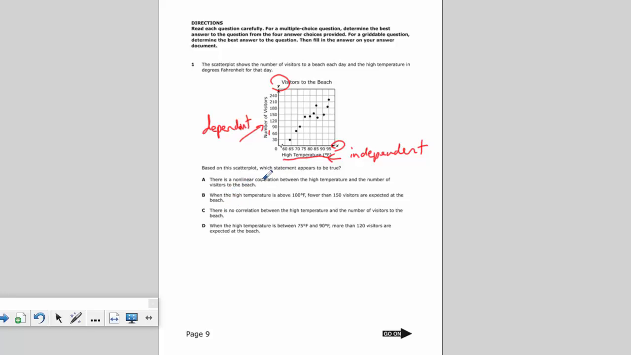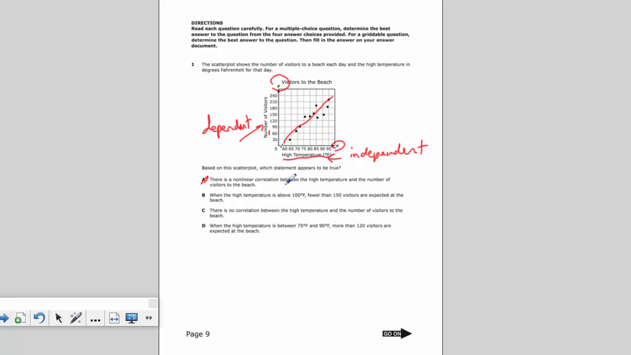A: There is a nonlinear correlation between the high temperature and the number of visitors on the beach. Well, I don't really think that's true. If you look at these points, they kind of follow a linear pattern. You can sort of draw a line through most of them, where some of them are on top and some of them are on bottom. This is fairly a linear pattern, so I'm going to say that's not true. I'm looking for the one that is true.